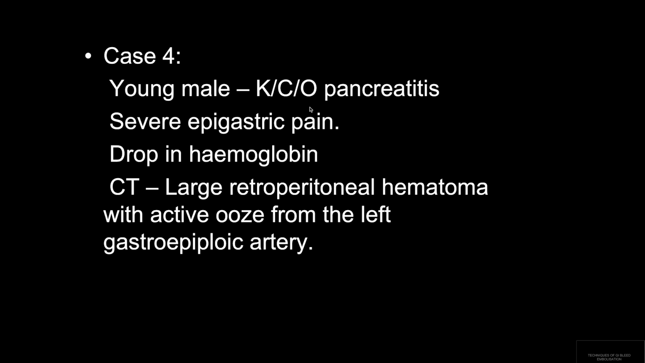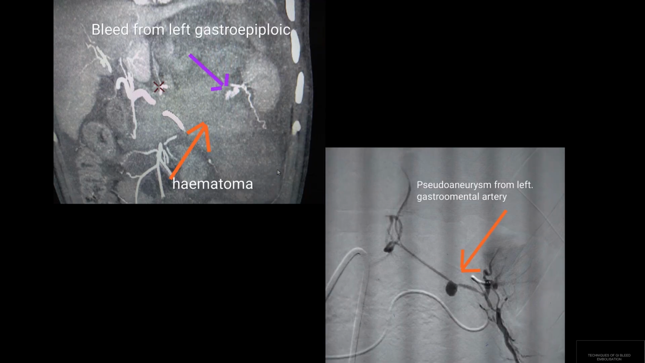This is another case of pancreatitis. Patient was having severe epigastric pain, and when we did CT angiogram, there was a large retroperitoneal hematoma, and there was active extravasation from the left gastroepiploic artery. So superselective angiogram, again demonstrating pseudoaneurysm from the left gastroepiploic artery.